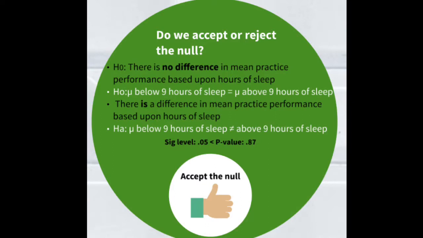So we found that our null hypothesis is that there is no difference in mean practice performance based upon hours of sleep, and our alternate hypothesis is that there is a difference in mean practice performance based upon hours of sleep. With that being said, we can understand that we will accept our null, meaning that there is no difference in mean practice performance based upon hours of sleep, because the p-value in the regression that we ran was 0.87, and this was larger than our significance level of 0.05, meaning that we accept the null.